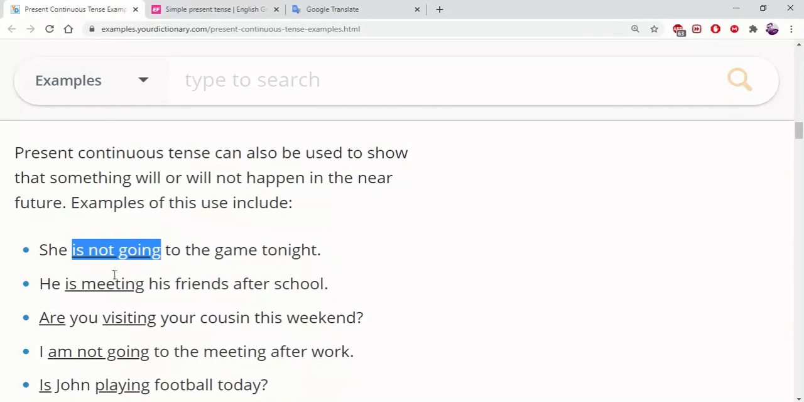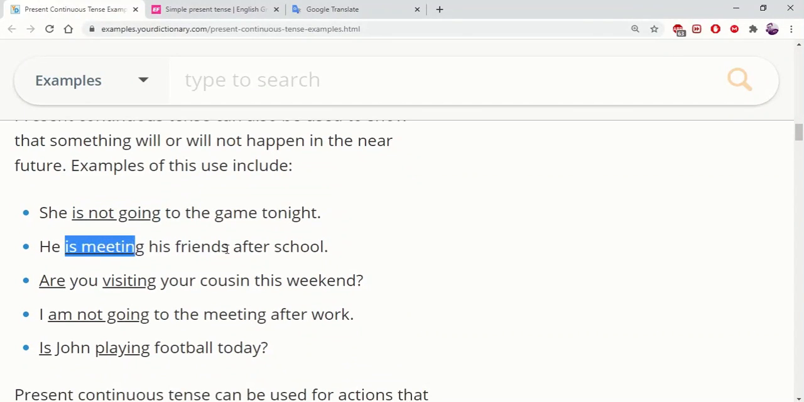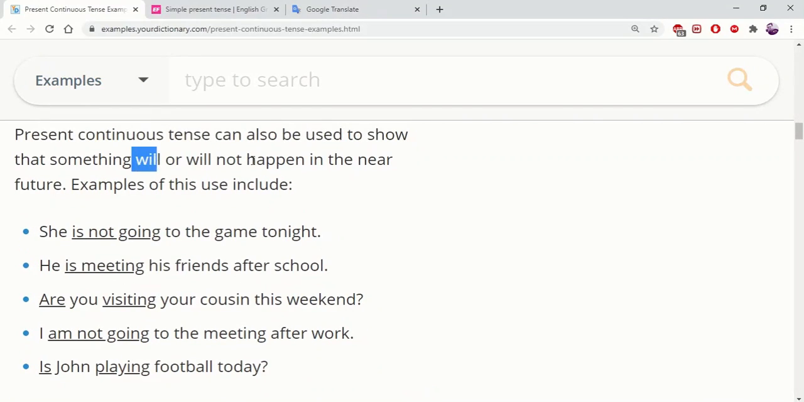She is not going. Next, he is meeting his friends after school. After school means it will be afternoon or evening. He is meeting his friends. That means it will happen. Next, are you visiting your cousin this weekend? Are you visiting? Now, if you change this to an answer, what will it become? Yes, I am visiting. Or if I change the sentence, it will become yes, you are visiting. So it will happen, or you can also change it to no, you are not visiting. So it will become a sentence where it is not going to happen.